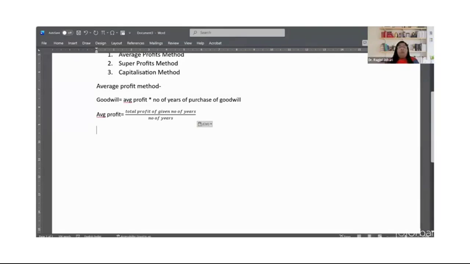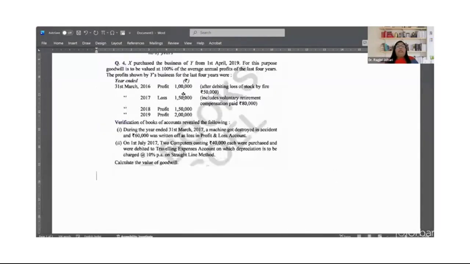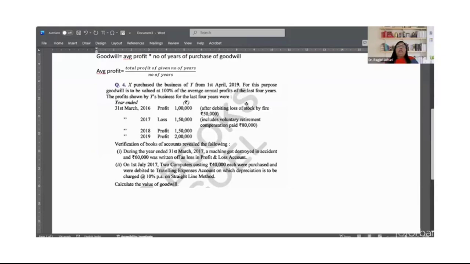Now let us understand this using a question. Students, I have taken this question directly from DK Goel, so we can use this question here as it is. I have not written it. This question says X purchased the business of Y from 1st April 2019. For this purpose, goodwill is to be valued at 100% of the average annual profits of the last 4 years. The profits shown by Y's business for the last 4 years are as follows, for 2016, 2017, 2018 and 2019.